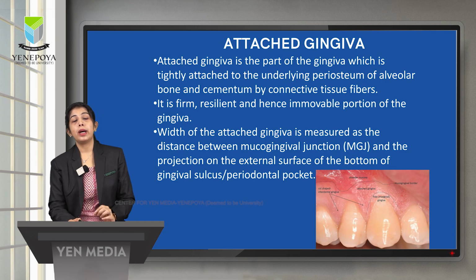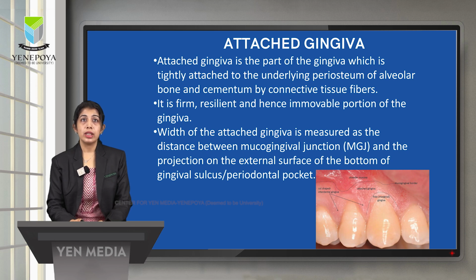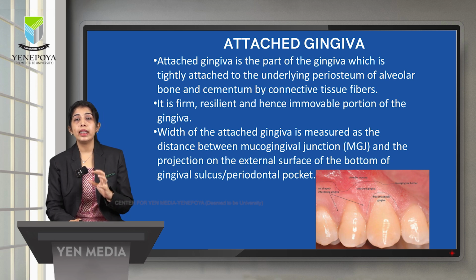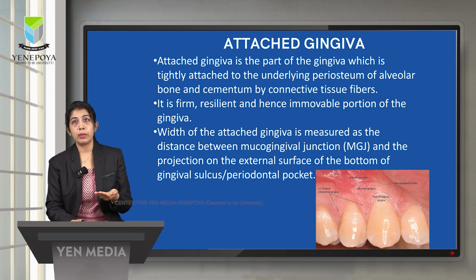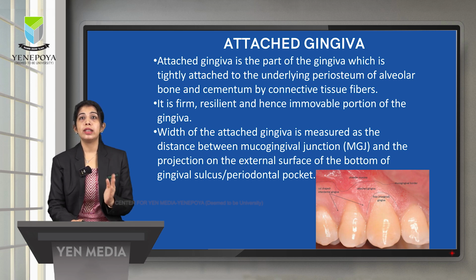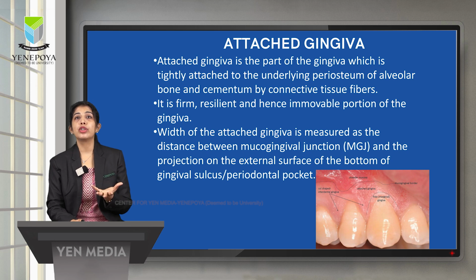Next is the most important part of the gingiva, that is your attached gingiva. It is that part of the gingiva that is tightly adhering to the underlying periosteum of the bone, hence called the attached gingiva, right? It is firm, it is resilient, and hence it is the immovable portion of the gingiva. There are various methods by which we can measure the width of the attached gingiva. It is basically the distance between the mucogingival junction and the projection on the external surface of the bottom of the gingival sulcus. So basically you can just measure the distance from your mucogingival junction to the free marginal gingiva and then subtract the depth of the gingival sulcus. There you have the width of the attached gingiva.